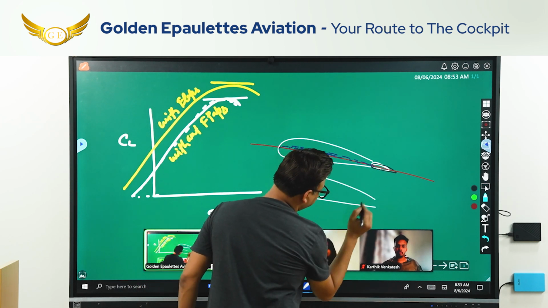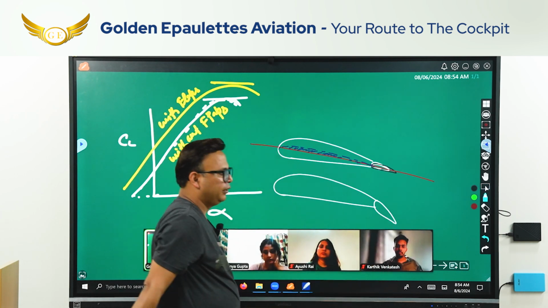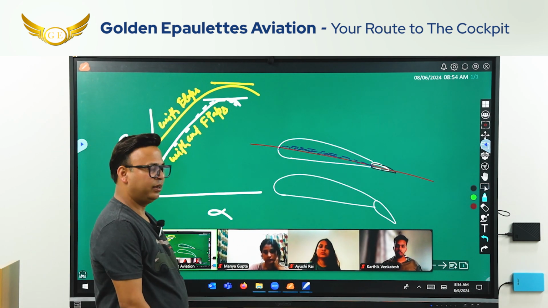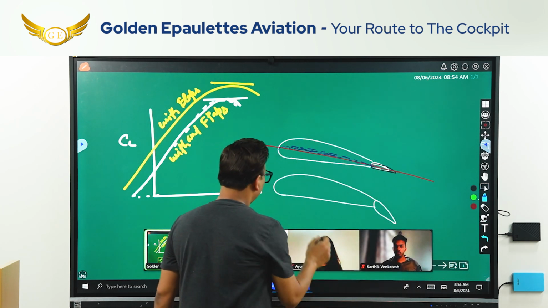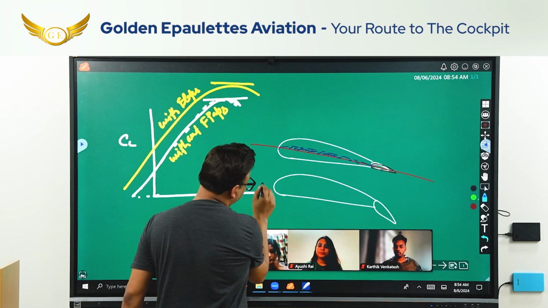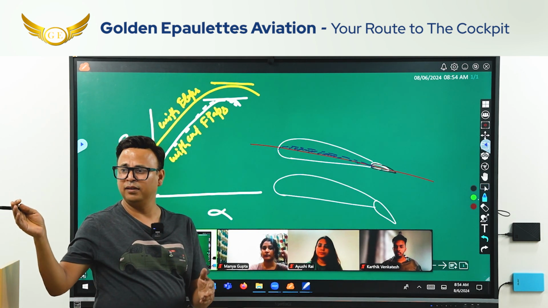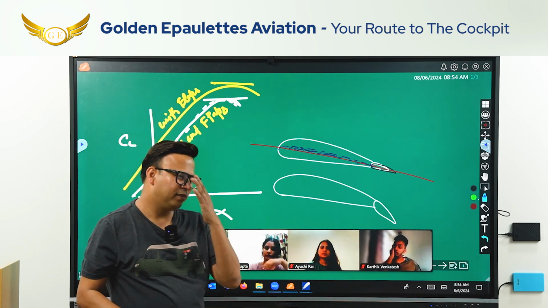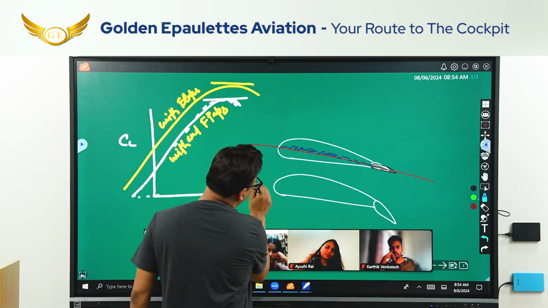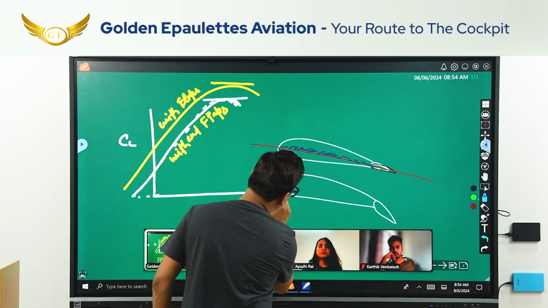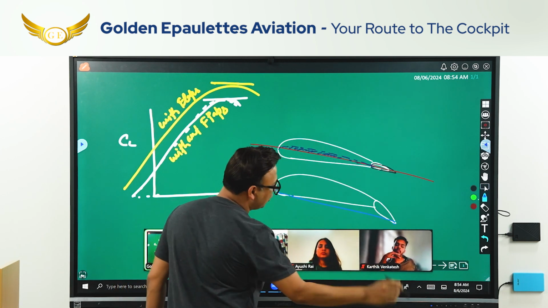So this is my wing. Now let me deploy this flap down. This is flap deployed downward. Now have a look at your chord. Chord line is what? How do you define chord line? Okay, खींच देते एक लाइन, straight line joining leading edge to trailing edge. So that's the chord line.